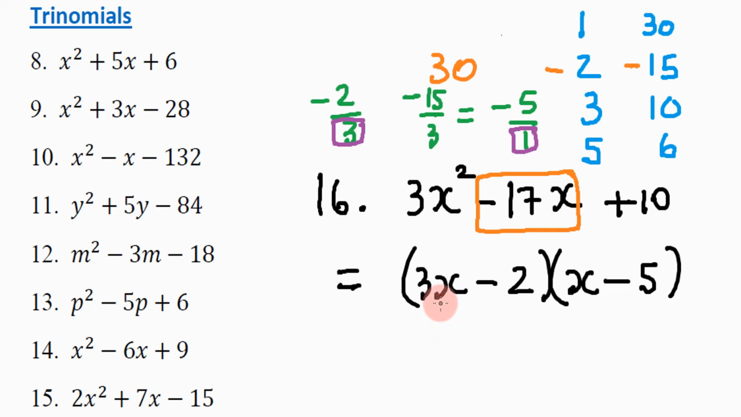Now we check. 3x times x is 3x squared. Negative 2 times negative 5 is positive 10. Then we have negative 2x minus 15x is negative 17x.